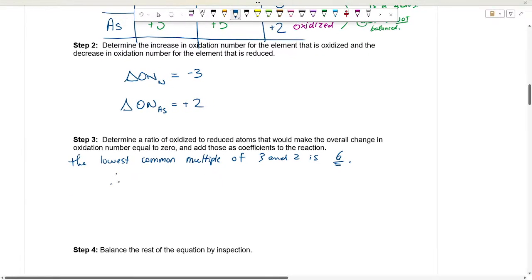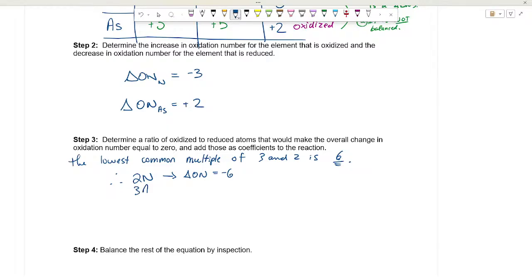Therefore, 2 nitrogens gives us a change in oxidation number of -6. Does that make sense? And how many arsenics would we need? 3 arsenics would give us a change in oxidation number of +6. And that would be balanced changes in oxidation number. How's that feel? Does that kind of make sense?